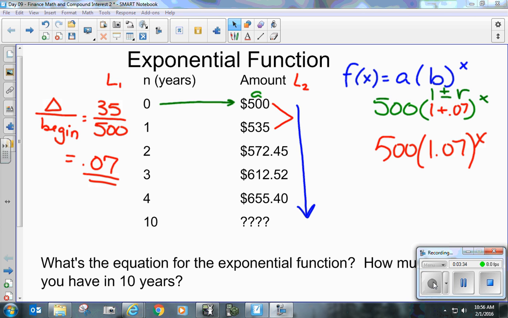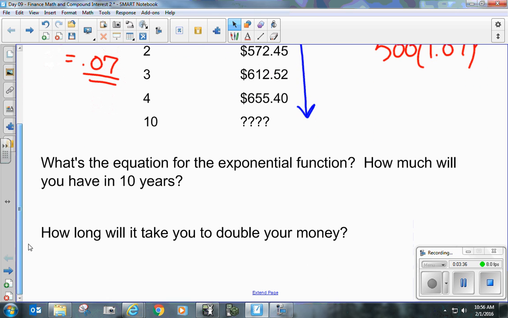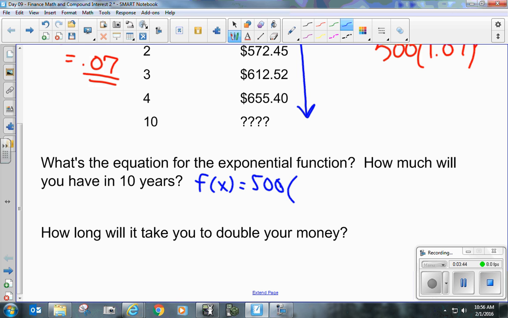All right? So, when they ask us what's our equation, well, we can answer that now. Our equation, because we're good, is 500 times 1.07 to the x. That is the equation we answered. So now, there's actually a second question there. How much will you have in 10 years? Where would you put the 10 years? Oh, the x. For the x.